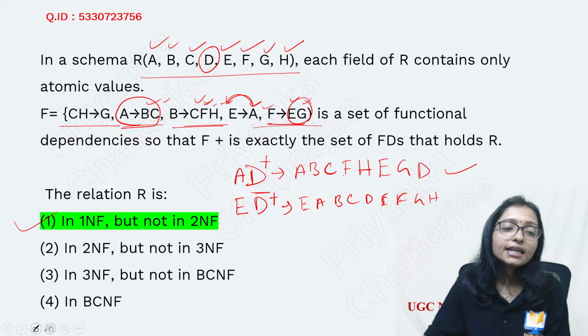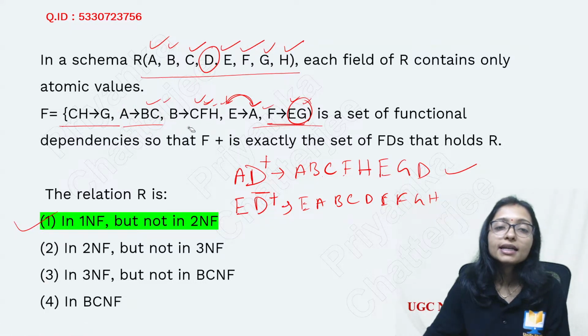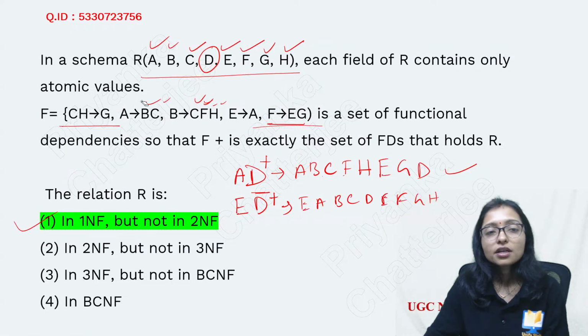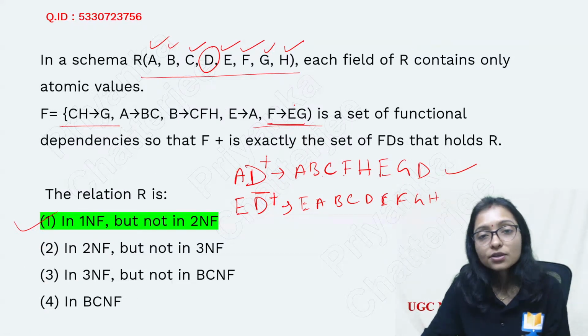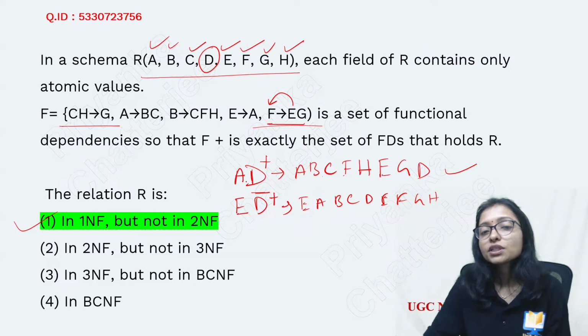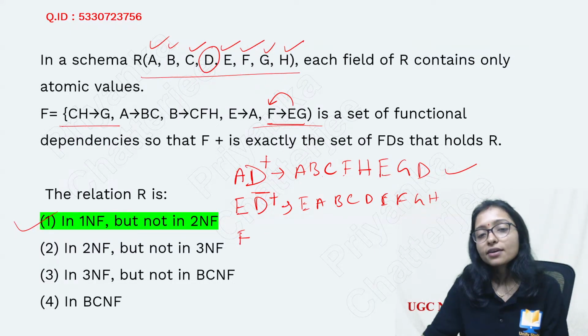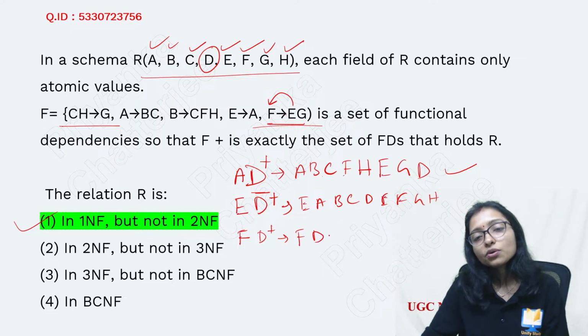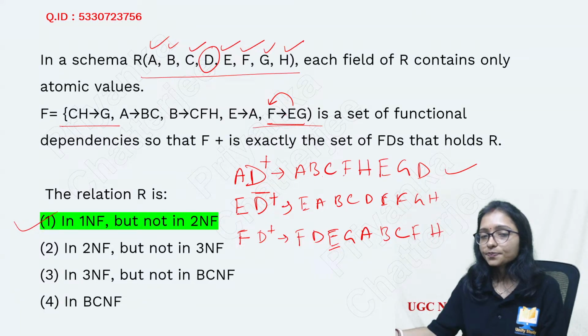Now you will see if any other one is able to determine E. This is a process. Is anyone else able to determine E? Yes, you can see that F is able to determine E. So replace F. FD closure, if I am doing, F to EG, E to A, automatically the others are coming. Again A to BC, again F, H, all are coming.